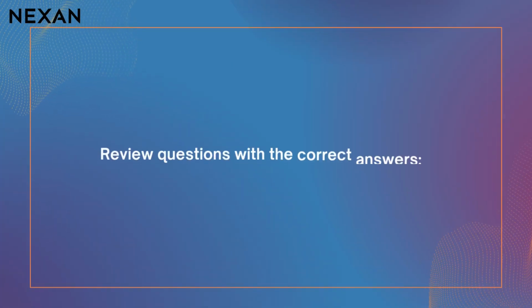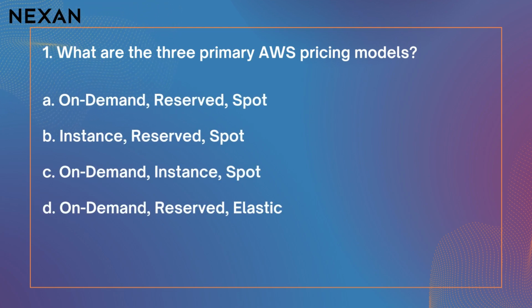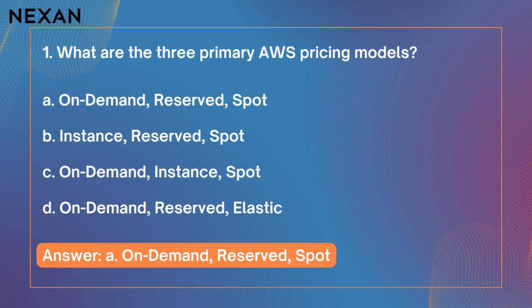Chapter 5. Review questions and correct answers. 1. What are the three primary AWS pricing models? A. On-demand, reserved, spot. B. Instanced, reserved, spot. C. On-demand, instanced, spot. D. On-demand, reserved, elastic. Answer: A. On-demand, reserved, spot.